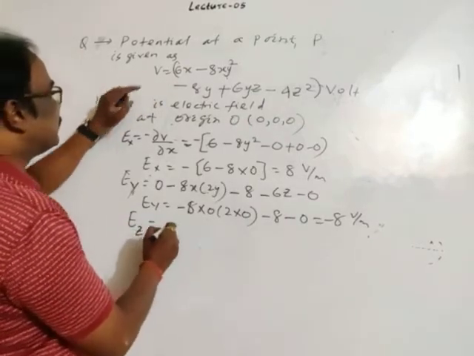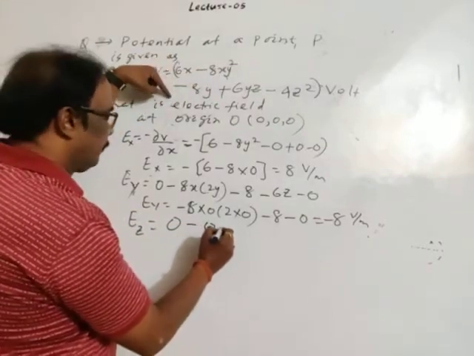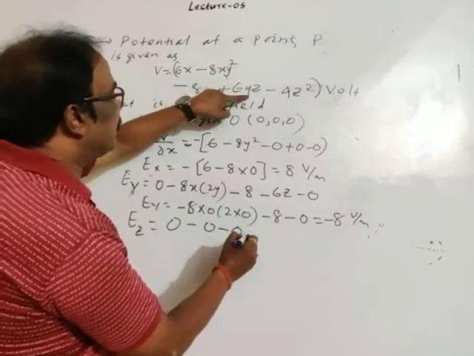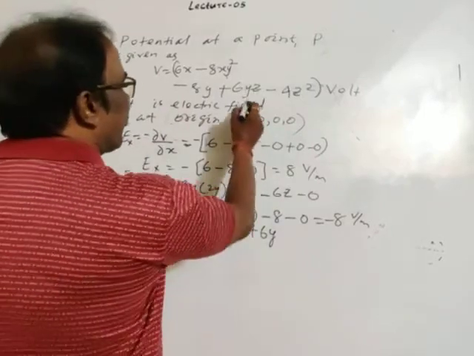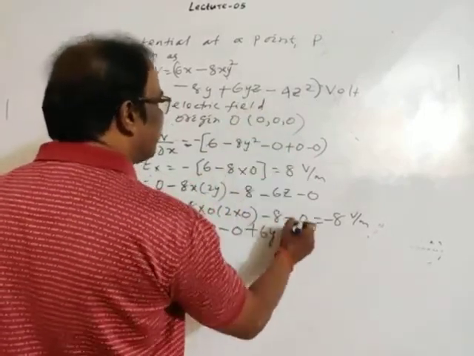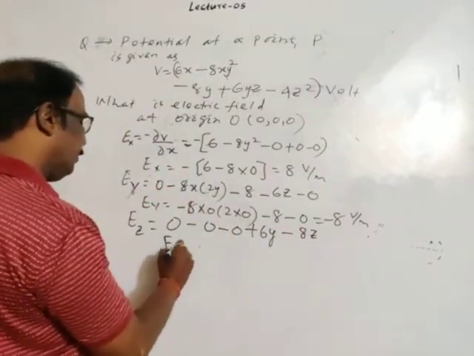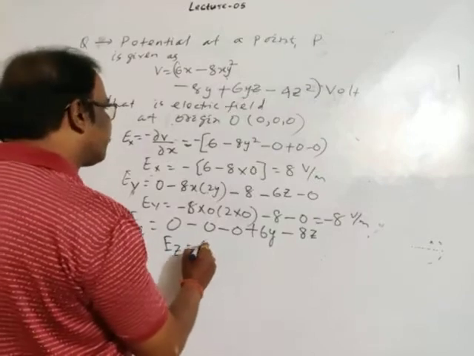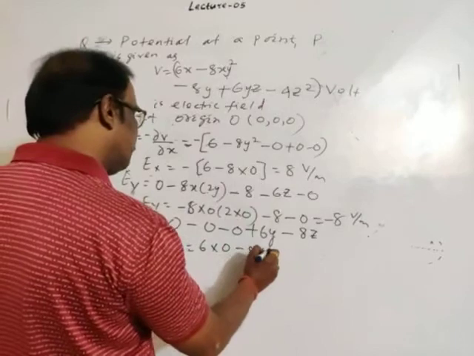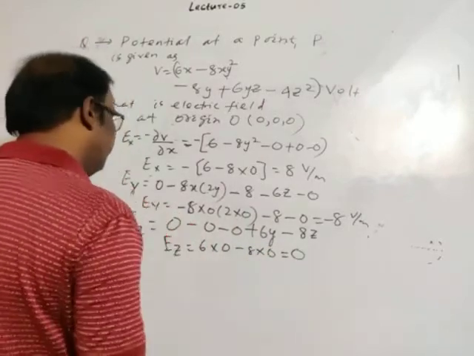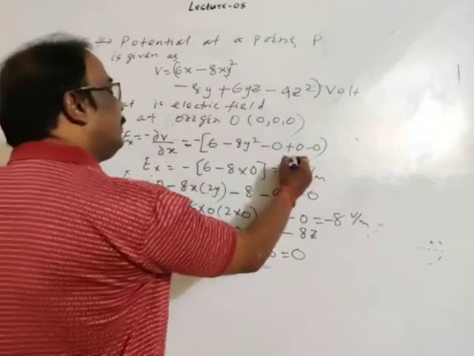Similarly, the electric field Ez along the z-axis. The 6x term is 0, minus 8xy square is constant so 0, minus 8y is 0 along the z-axis, plus 6y, minus 4z square gives minus 8z. So the electric field along the z-axis is 6 into y, where y is 0, minus 8 into z, where z is 0, which equals 0. Okay. Then the magnitude of the resulting electric field is the square root of Ex square.